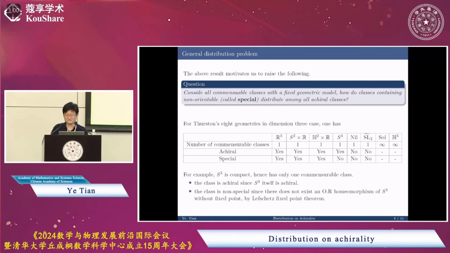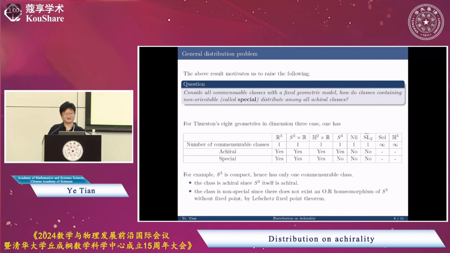Okay, now for the remaining two, this is Sol. We know it has infinitely many comparable classes, in one-to-one correspondence with real quadratic fields. And the achiral ones correspond to those real quadratic fields whose discriminant has no prime factor congruent to 3 mod 4. The special ones correspond to those D such that the corresponding negative Pell equation has an integral solution. So the distribution given by the density is bigger than 1/2. Now the remaining case in three dimensions is the hyperbolic case.